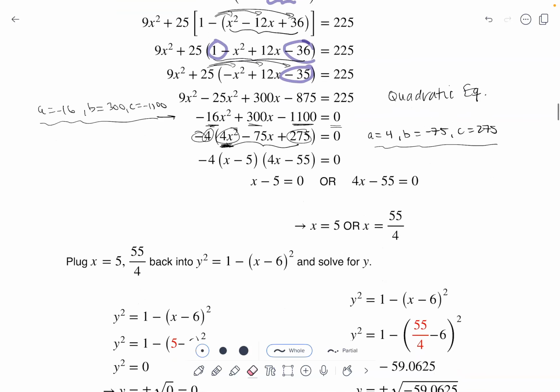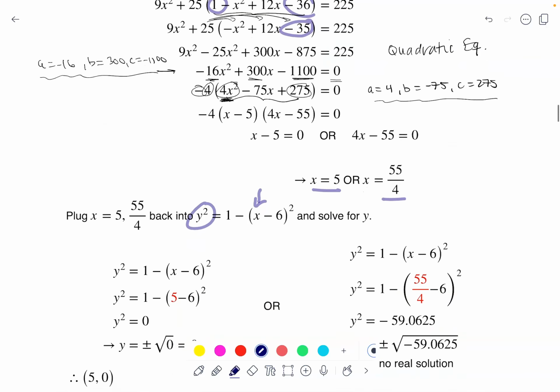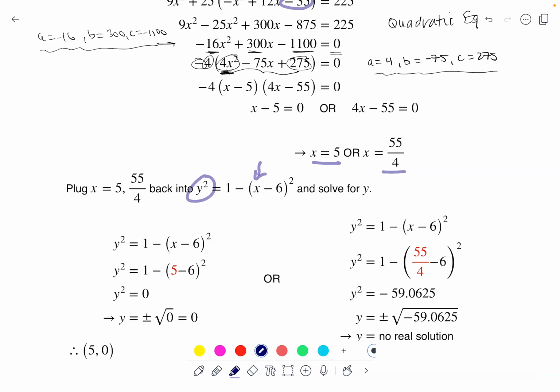So then what I'm going to do is take those two x values, right? I'm going to take 5 and 55 fourths and substitute them back into that y equation. Well, technically the y squared equation, and solve for y. And so when I do that, you can see me doing that each time, right? So instead of x here, I put the 5. And then again, instead of x, I put 55 fourths, and I crunched all of that out.